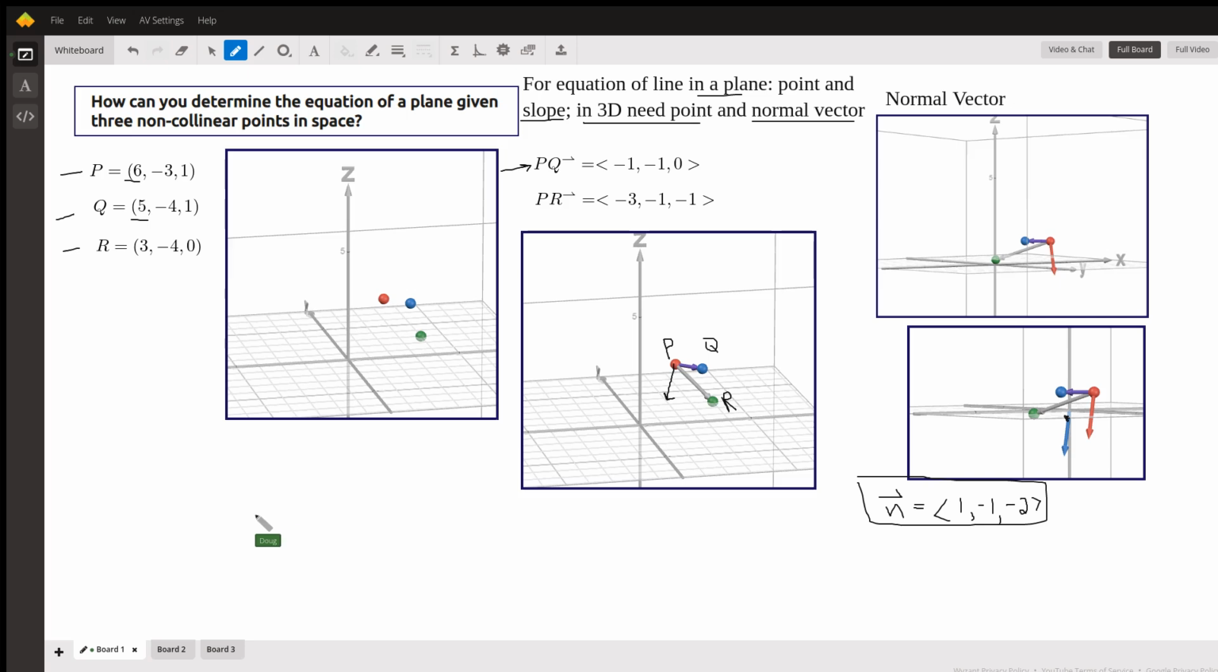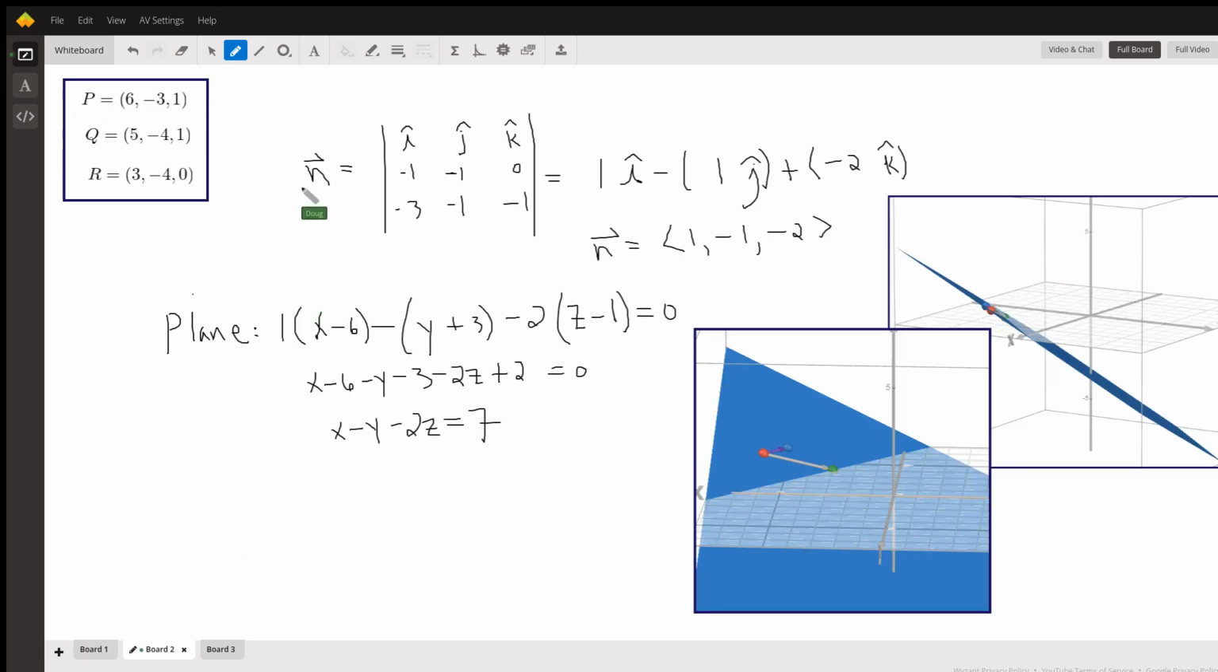How do you determine that? Well, one way to do it is to use this little trick where you set up a 3x3 determinant with I, J, and K. Here are the components of each of those 2 vectors, PQ and PR, and you evaluate this determinant by expansion by minors.